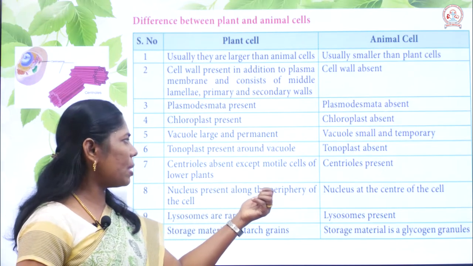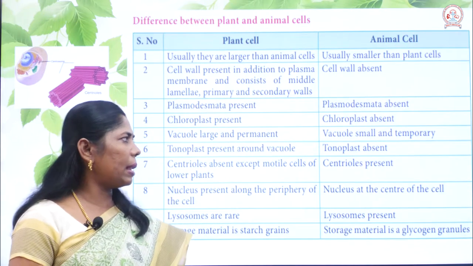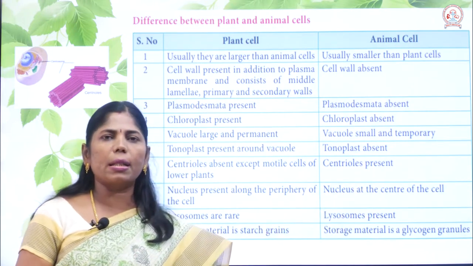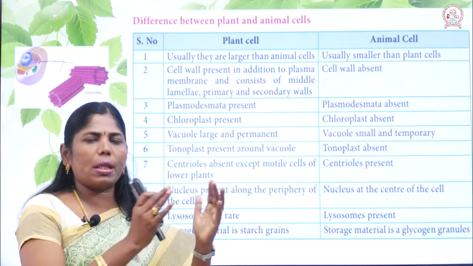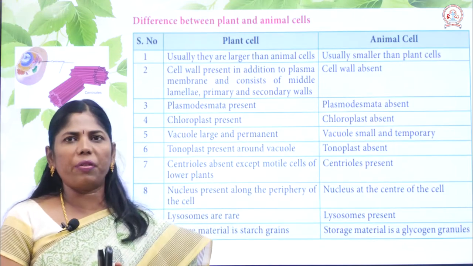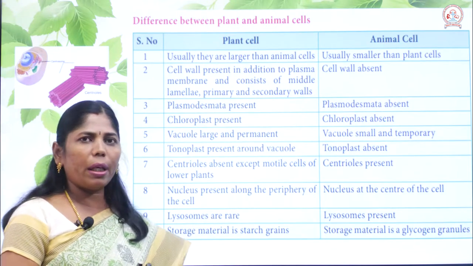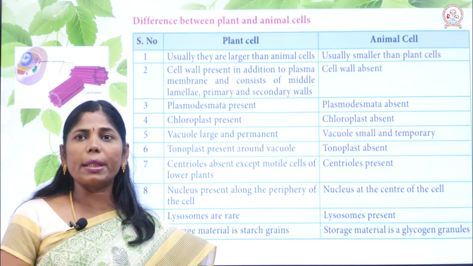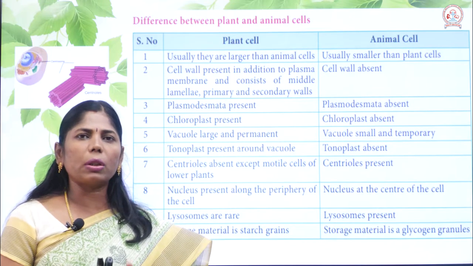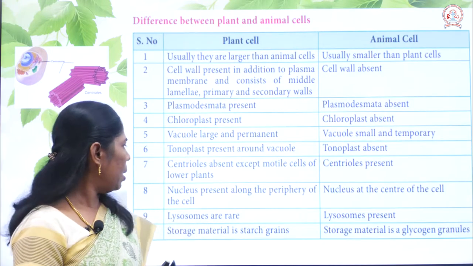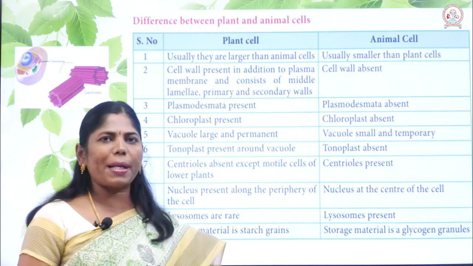And the nucleus is present along the periphery of the cell. Here the nucleus is at the center of the cell. Periphery means slightly away from the center, that is what we call periphery. This is the center of the cell. And lysosomes are rare. Okay, lysosomes are called suicidal bags. They consist of all the toxic materials. So here the lysosomes are present.